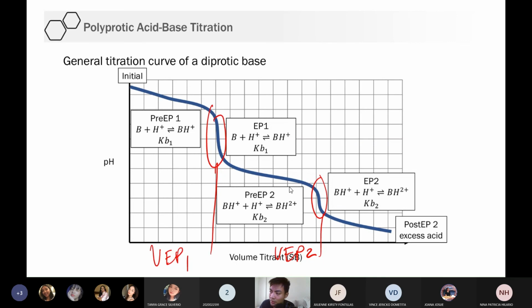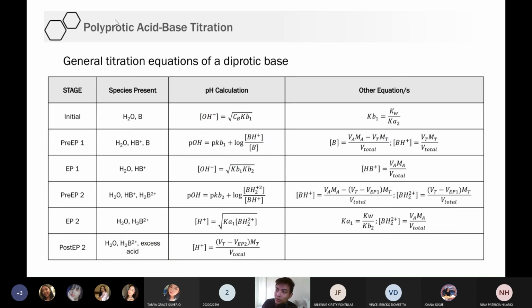5 ml to, 5 ml yon. 10 ml to, 10 ml yon. Okay? That's the idea. And yan yung mga corresponding equilibrium equations. Pag in-apply mo yan dito, you will get these equations. As you can see, whenever you have a buffer system sa pre-equivalence point, magkakaroon ka ng buffer equations. And ito yung mga other equations necessary to calculate for the concentration of the species needed.